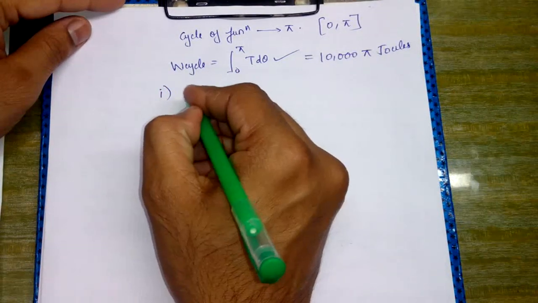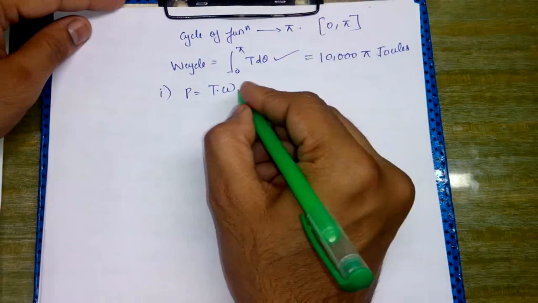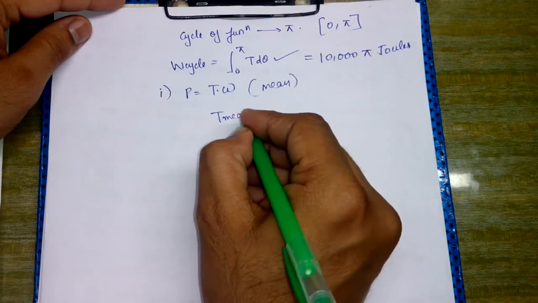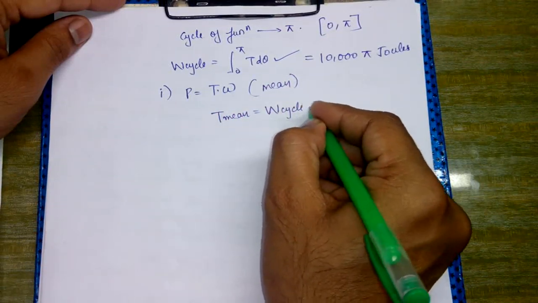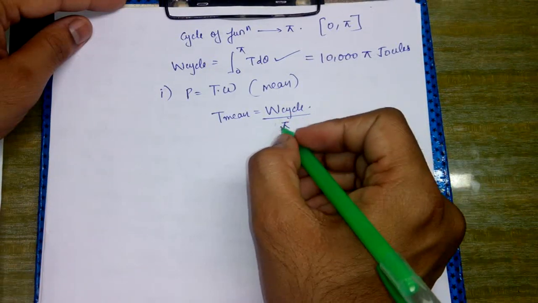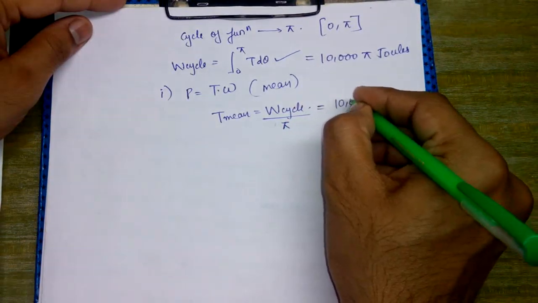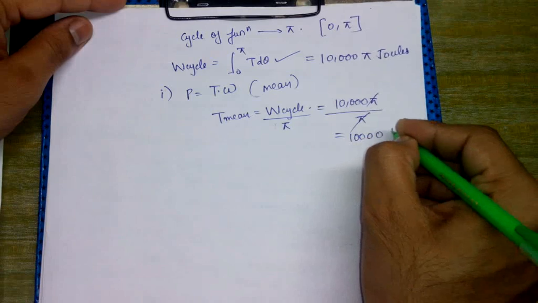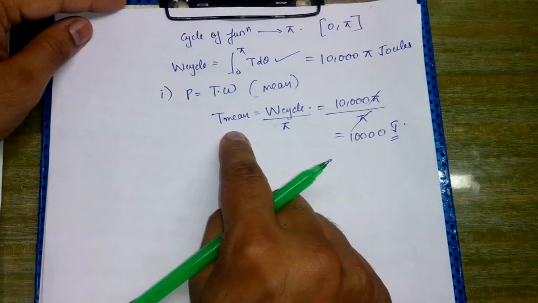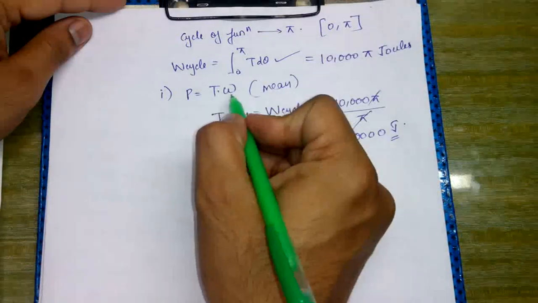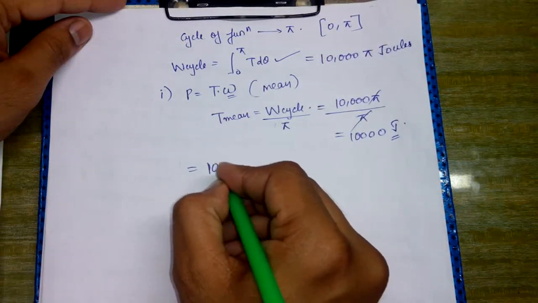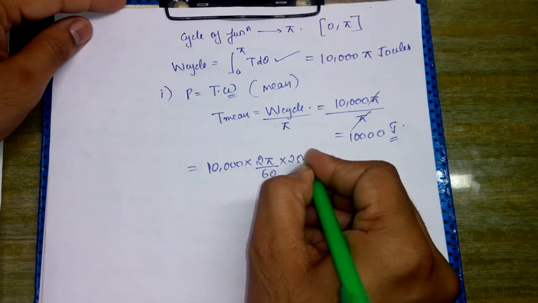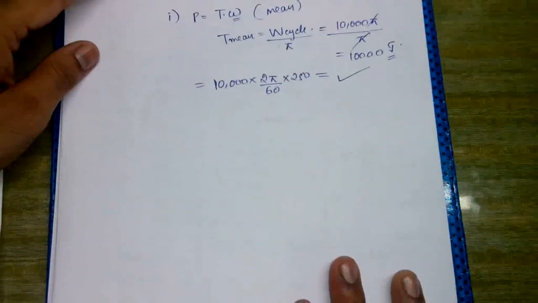So the first thing, power is equal to torque into omega, and here both the values should be mean values, and T mean is equal to W cycle upon pi, which was the cycle period. So this is 10,000 pi upon pi, so this becomes 10,000 joules. T mean has been found as 10,000 joules, and omega we have already calculated, so we will have 10,000 multiplied by 2 pi by 60 into 250. From this we will find the value of power.